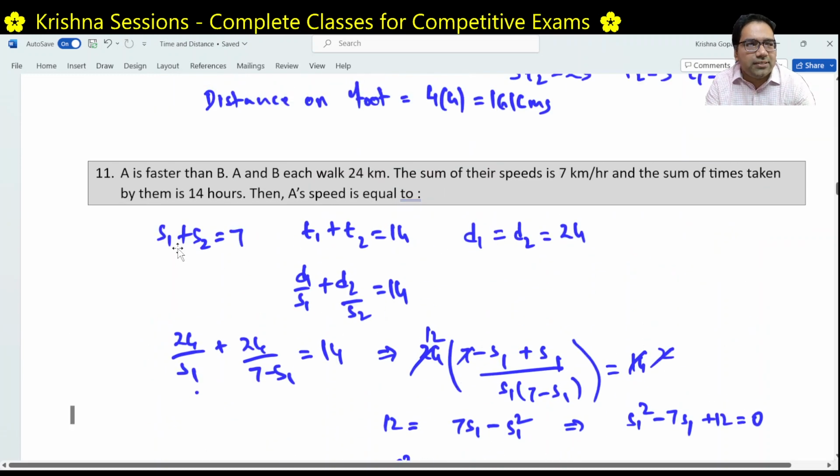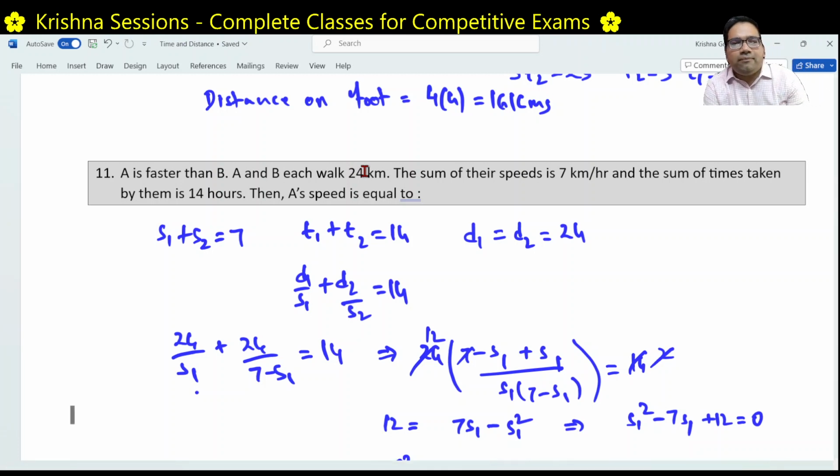The total speed is S1 plus S2, which is equal to 7. You understood this, right? A is faster than B. A and B each walk 24 kilometers. That means the distance of A and distance of B are both the same. The sum of speeds of A and B is 7 kilometers per hour and the total time of A and B is 14 hours. So time A plus time B is equal to 14. Time A is distance of A by speed of A. Time B is distance of B by speed of B. Both distances are 24 only. 24 by speed of A plus 24 by speed of B, which is 7 minus S1, is equal to 14.